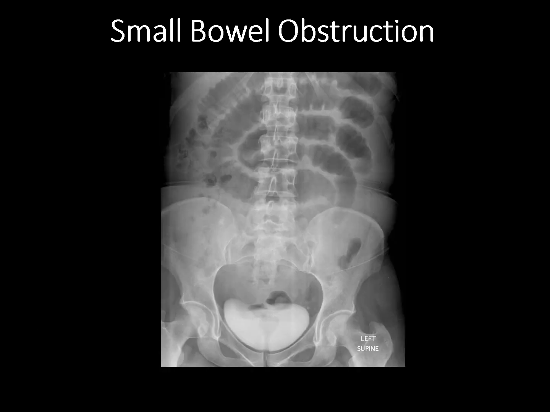This is just another supine view in the same patient. So the last view that we looked at was clearly an erect view because we could see all those air fluid levels. And this is a good example of how now we're looking at a supine view. We're not orthogonal to gravity anymore, and now we're not seeing any of those air fluid levels. They've all disappeared because we're not getting that interface between the fluid and the gas in the bowel loops anymore.